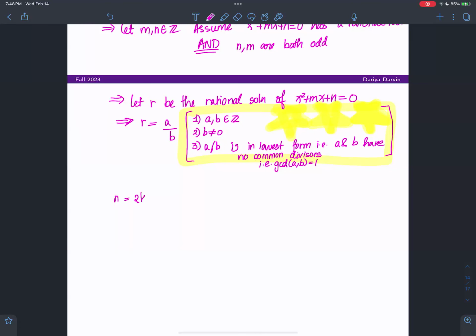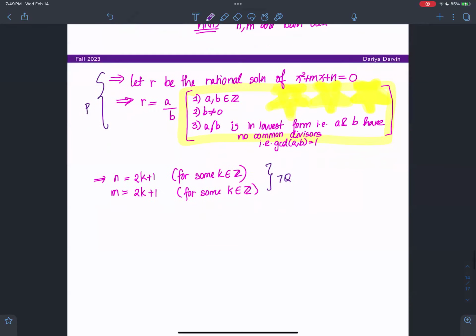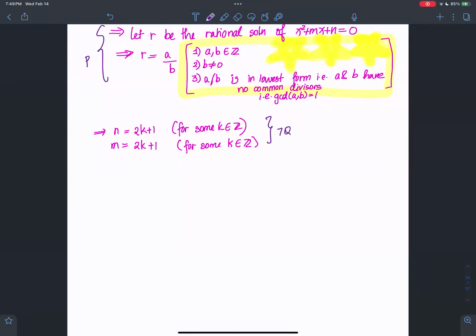So let n equals 2k plus 1 for some k in the integers. m equals 2k plus 1. Anything you guys want to add or modify in what I just wrote down? I'm asking, obviously there is a reason if I am asking. Something is wrong in what I wrote. What's wrong?